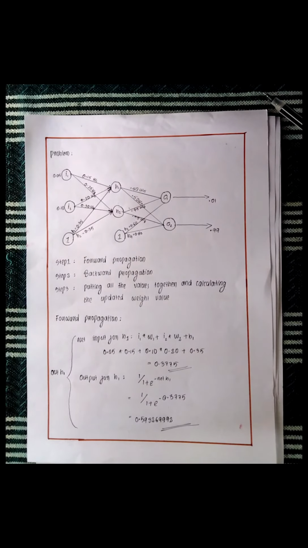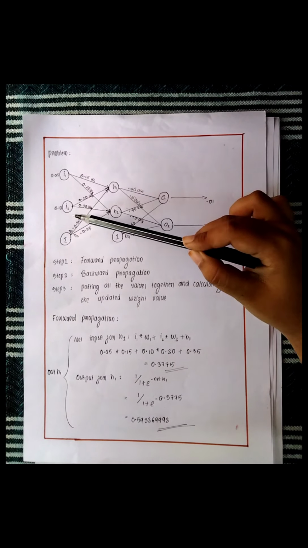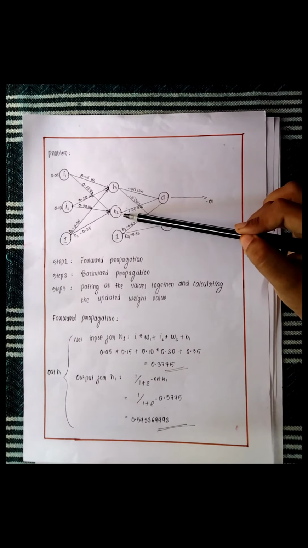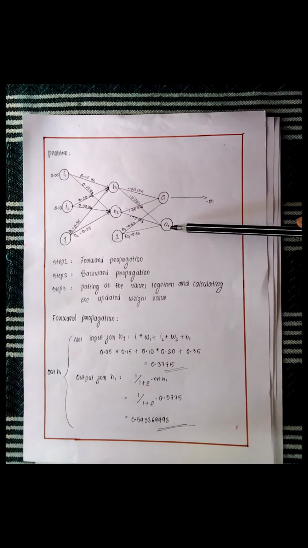Hello all, today we are discussing the problem. We know that I1 and I2 are the input layers, H1 and H2 are the hidden layers, and O1 and O2 are the output layers.